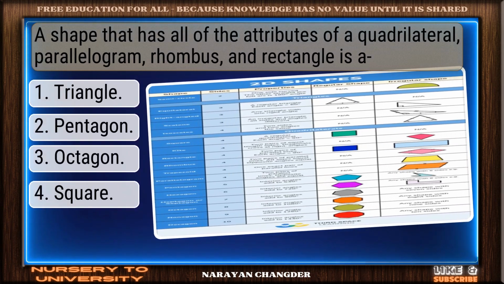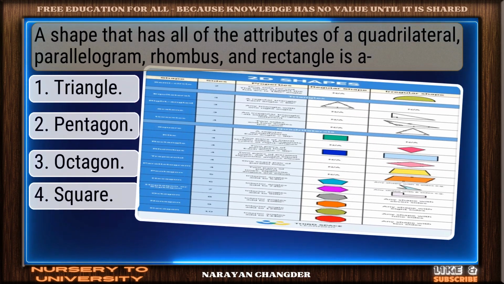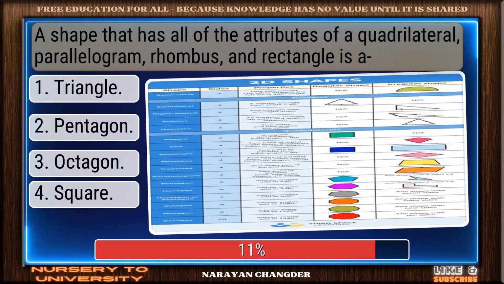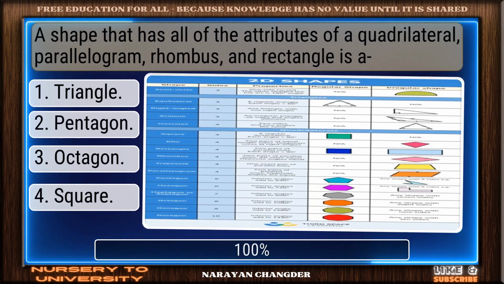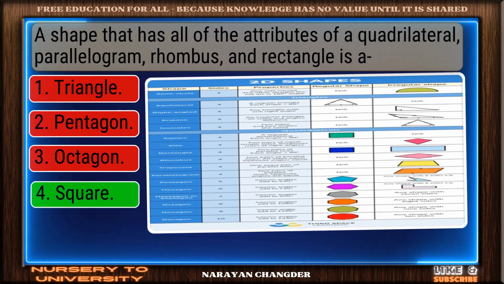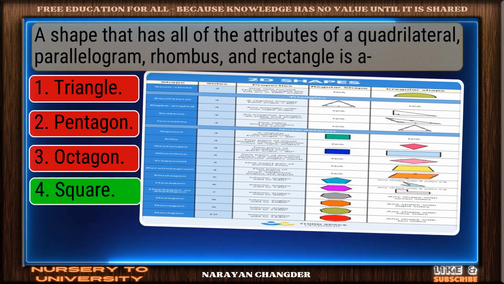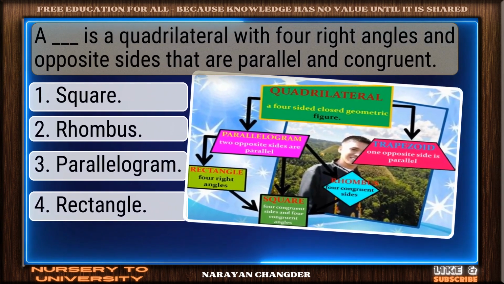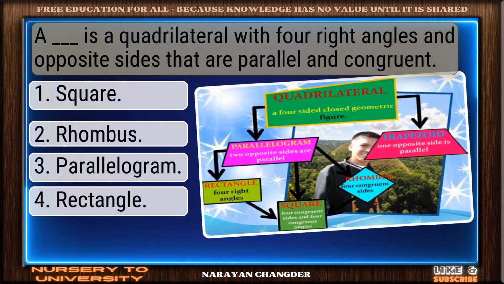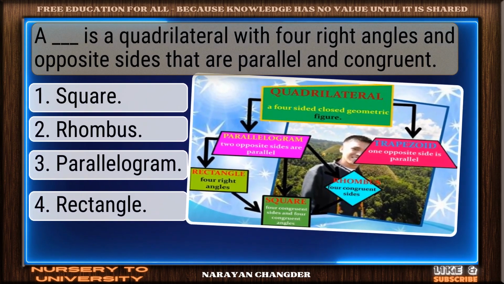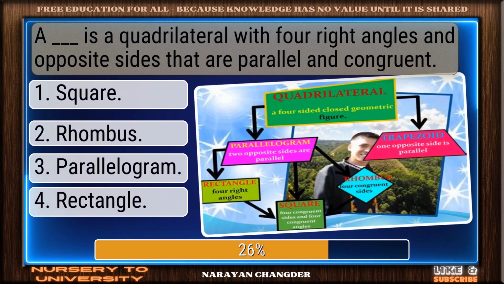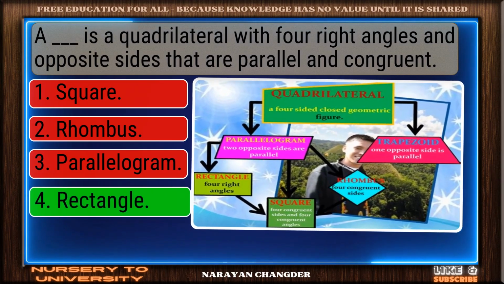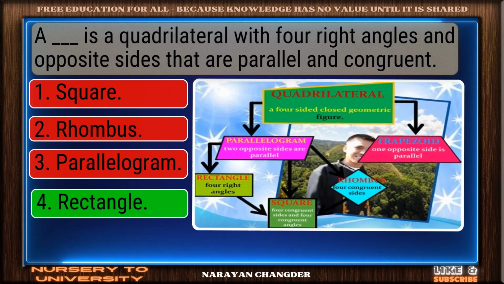Question number 46. A shape that has all of the attributes of a quadrilateral, parallelogram, rhombus, and rectangle is a... Exactly. Square makes sense and it is the right choice. Question number 47. A dash is a quadrilateral with 4 right angles and opposite sides that are parallel and congruent. Great thinking. Rectangle is the right choice.